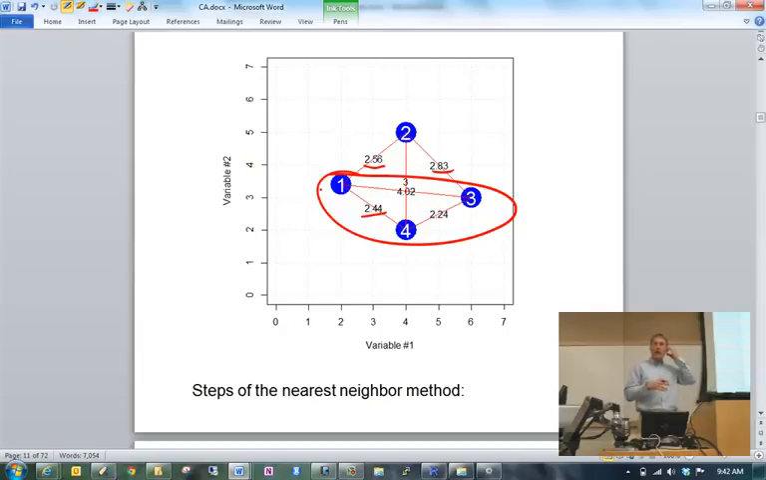But just to emphasize what the nearest neighbor method does, what will be the distance between 2 and this cluster that has 1, 3, and 4 in it? 2.56. The 2.56, because that's the minimum distance. Okay, that's simply how nearest neighbor works.